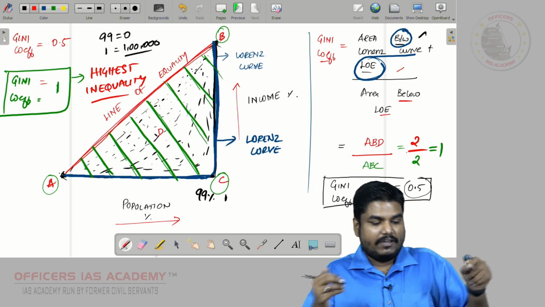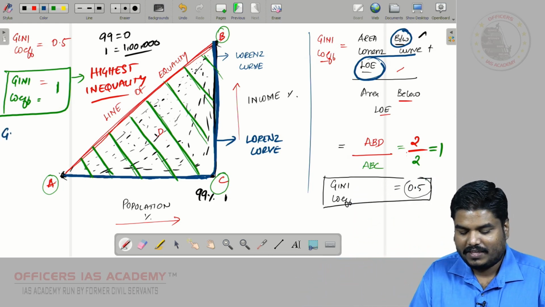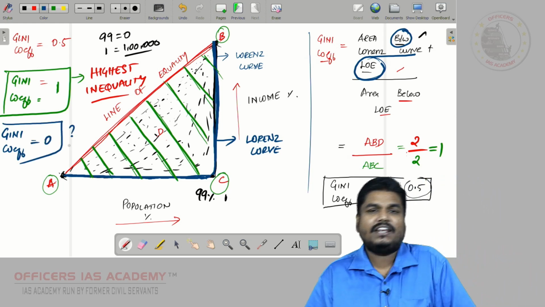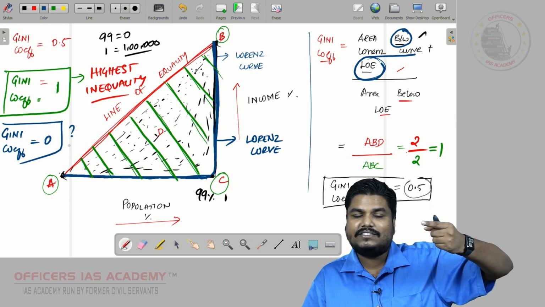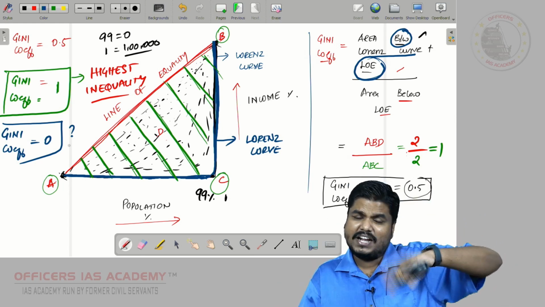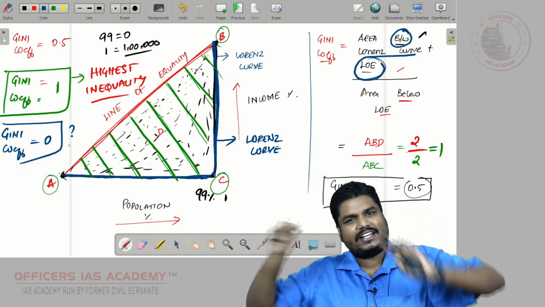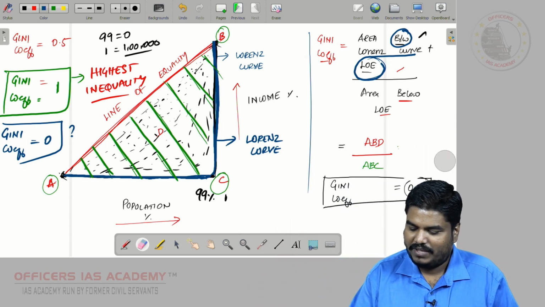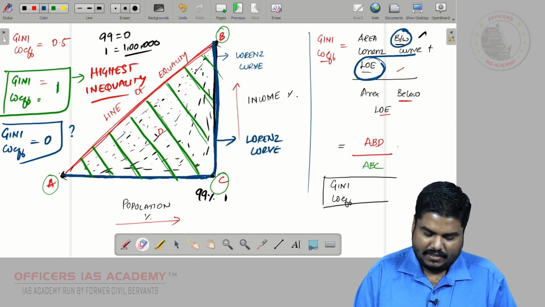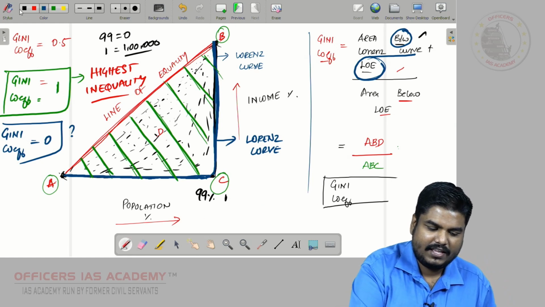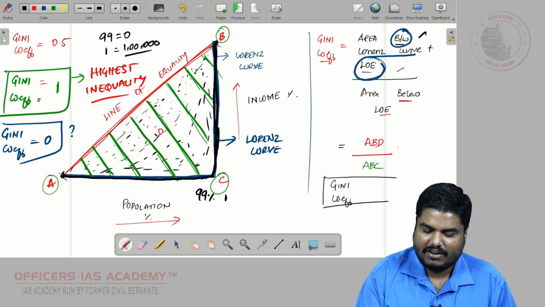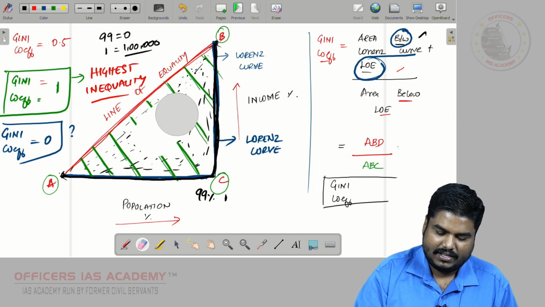Now I want the Gini coefficient as 0. When will I get 0? When the numerator is 0, automatically we will get the answer as 0, right. So how do we make the numerator 0? I am redrawing the Lorenz curve. Now, this is not the Lorenz curve, I am redrawing it. Let me erase this.